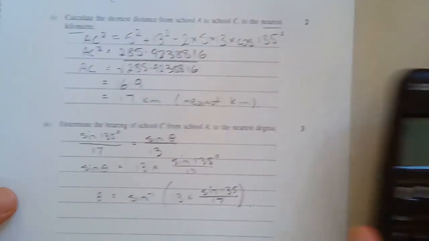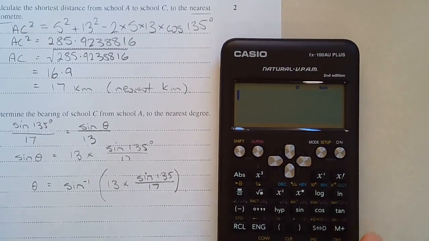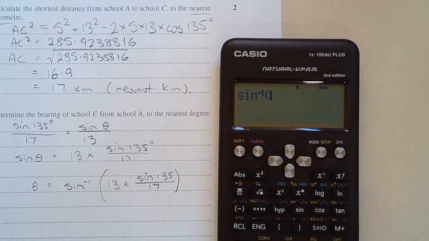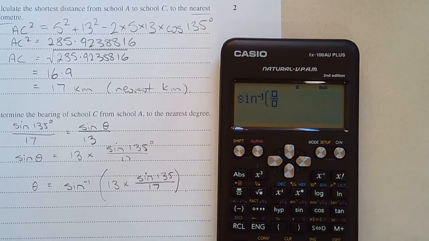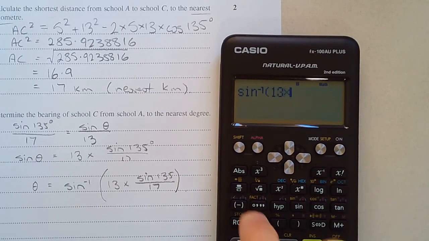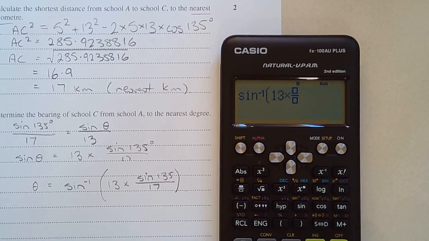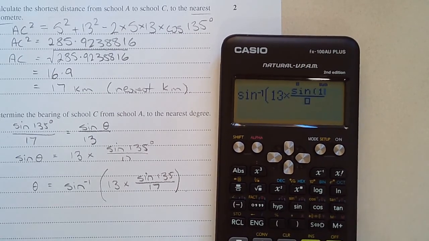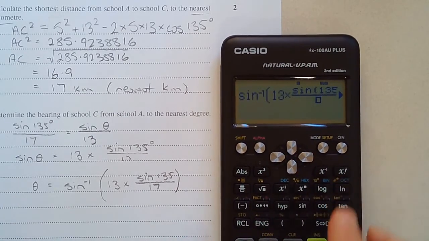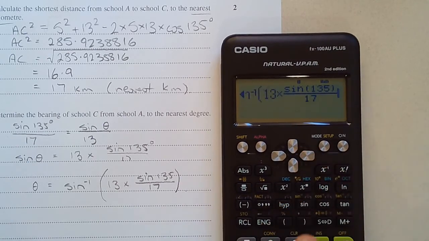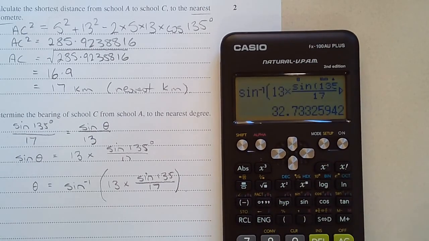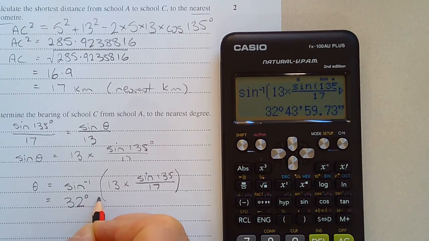So let's quickly work that out. So shift sine. And in fact, I'll do it this way. 13 multiplied by sine of 135 over 17, close brackets. We get 32.73. Okay, 32 degrees, 44 minutes, in fact.